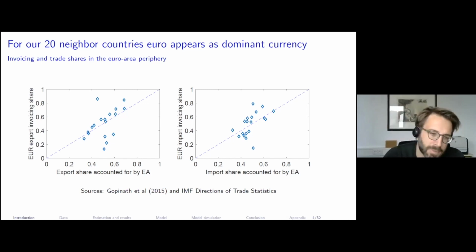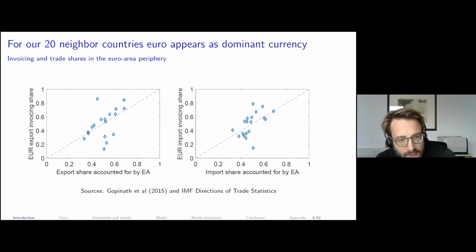That's sort of missing. But for 19 out of 20 countries, you see these diamonds aligning fairly neatly along the 45-degree line. And what you have on the horizontal axis is the export share in these 20 neighbor countries accounted for by the euro area. And on the vertical axis, you see the euro as invoicing currency in overall invoicing currencies. And you see that this is pretty much the same fraction in these neighbor countries. So suggesting that trade with the euro area, both exports and imports, is invoiced mostly in euros.